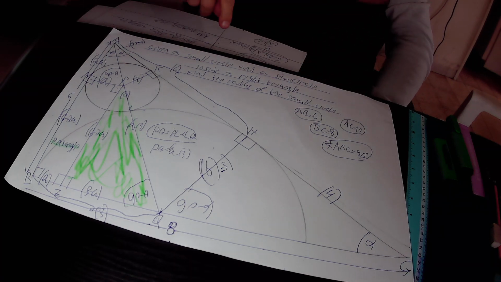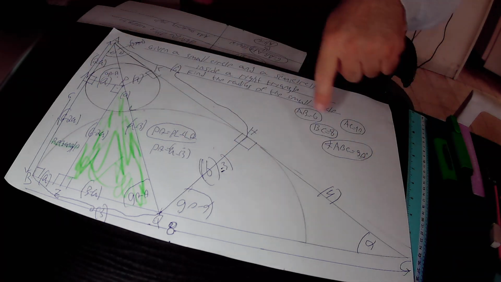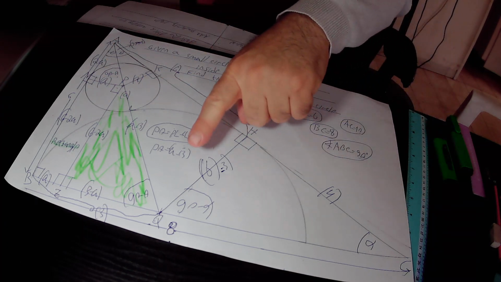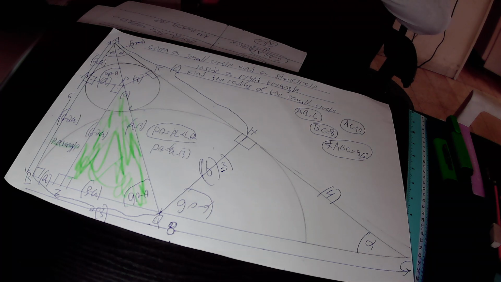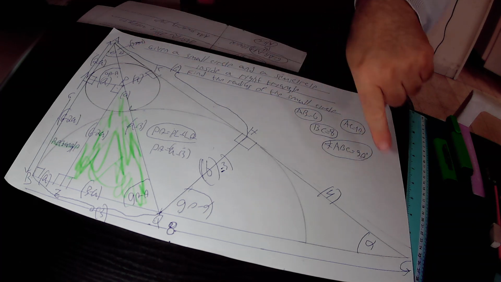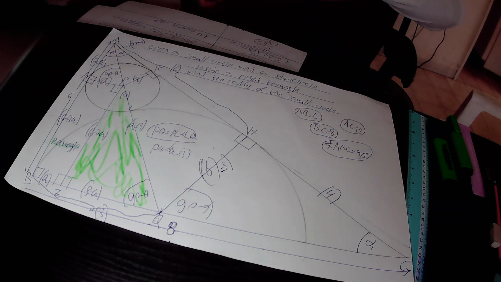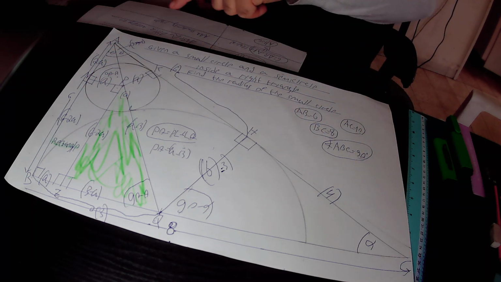In this lecture, we found the radius of this small circle. So in the drawing, we have the right triangle ABC. We know that side AB equals 6 units in length, side BC equals 8 units in length. Inside the right triangle ABC, we have this small circle and also this big semicircle. And our mission is to find the radius of this small circle.